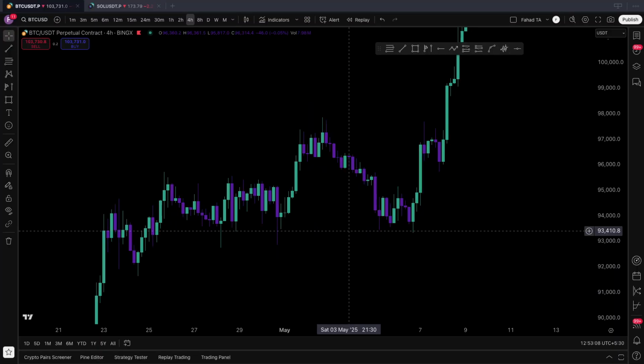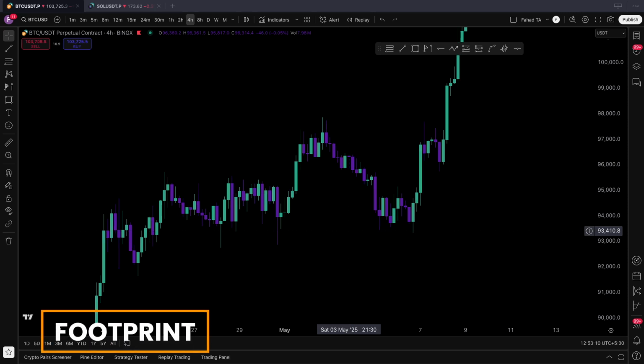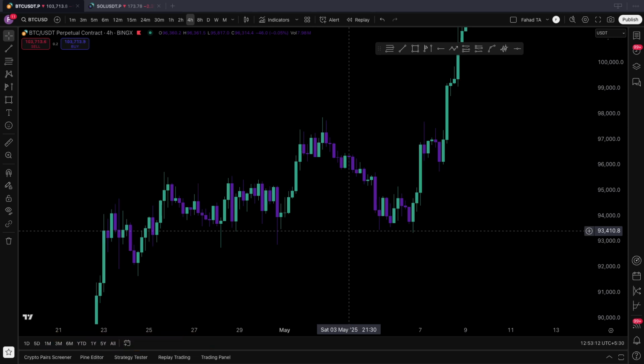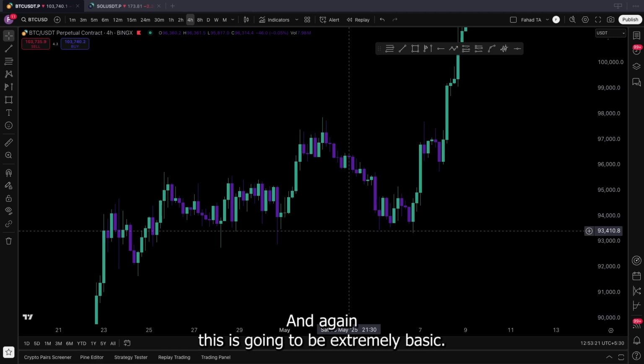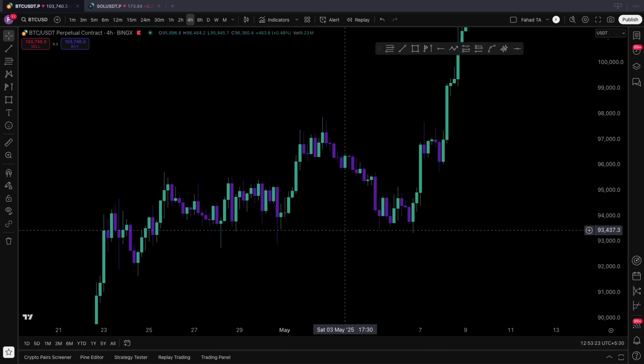So now the third pointer that I have for you guys is about Footprint. I'm sure most of you guys were excited to learn about Footprint. But in this particular video, I'll be talking about one of the trigger points that you can use if you are going to use Footprint. Again, this is going to be extremely basic, so I would not make it very complicated or something that you guys do not understand.